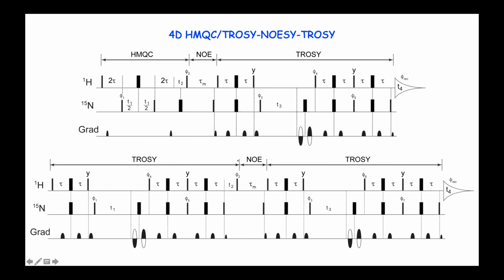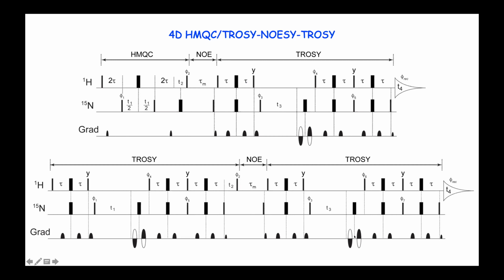Now, when you do CHOSY, NOESY, CHOSY, again, hold on a second. I think in this case, I would also pick phi 1 if you want to do two-step. But if you do four-step, you do phi 1, phi 2.